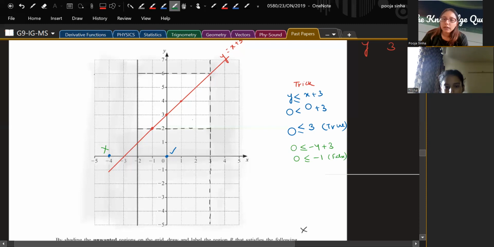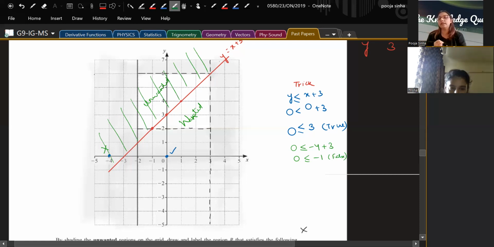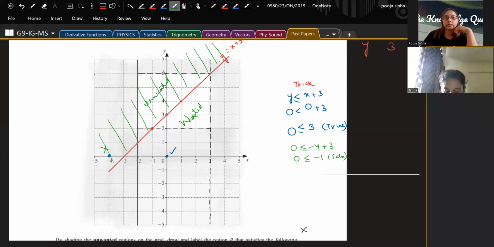Now I know that since this is coming in the region where it is true, this side is the wanted region and this side is the unwanted region. And we have to shade which side? The unwanted. So which one am I going to shade? The one on the left. So this is what I have to shade. Clear? Everything above this line is unwanted. Okay, now this is done.